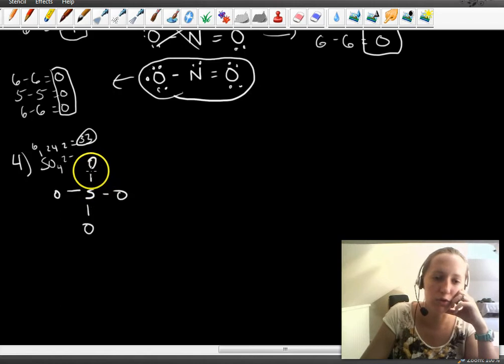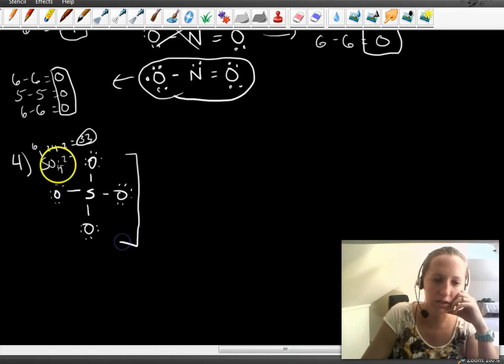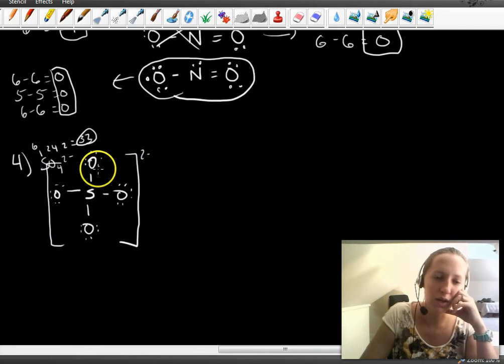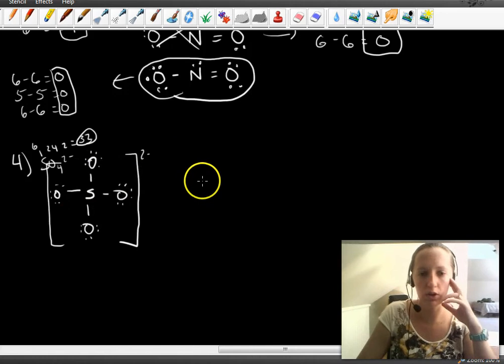so let's do all of them and see which one works well with the formal charge deal. So in this case, we can do all single bonds, and that's going to be in brackets with a 2 minus on the outside. And that's 8 4 times, so that's 32 electrons.